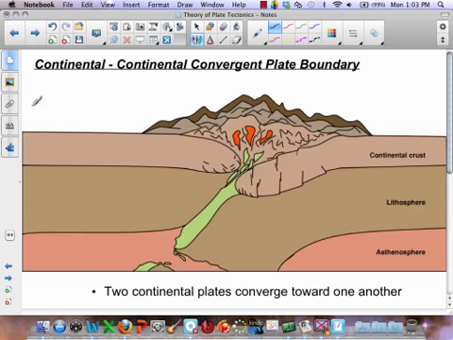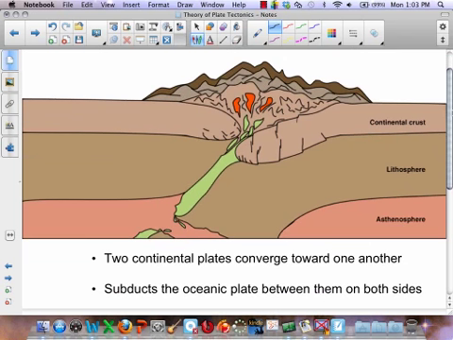But the whole area mountains. Now, when we have continental to continental, we have a little bit different impact here. It's basically like taking two semis and running them into one another.